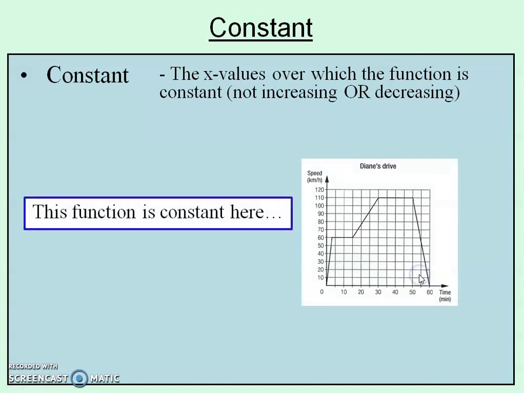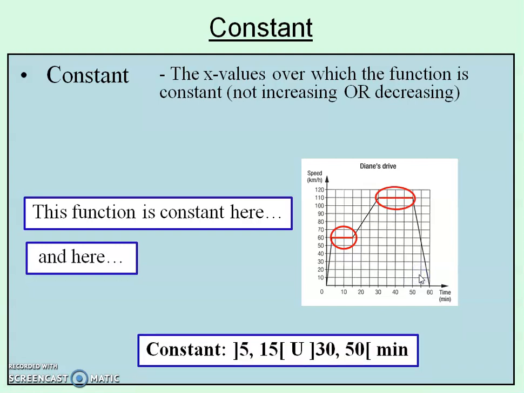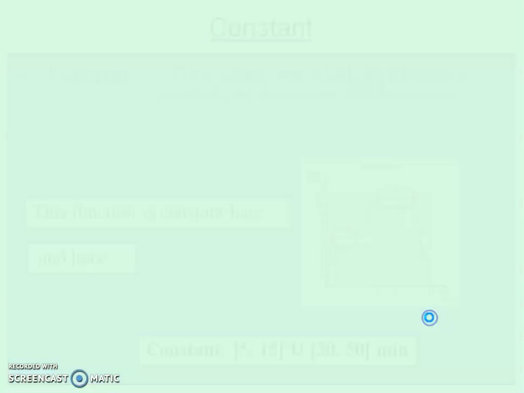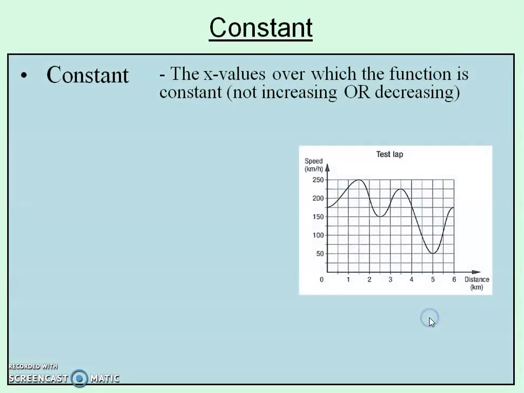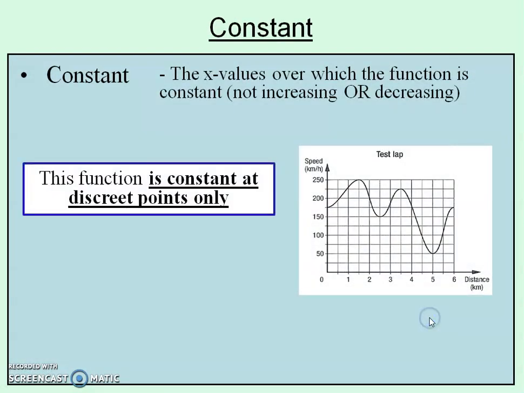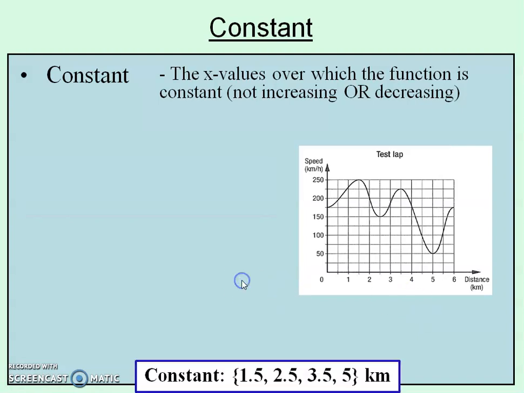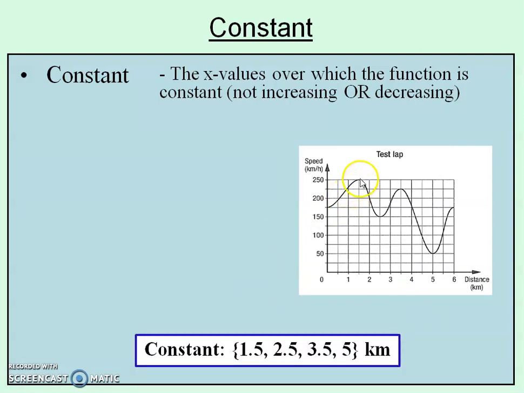Constant is just the flat bits, and constant segments will always be excluded. And in the case of a curve, you would include just the point at the very top or the very bottom of the curve. So in this case, where is this function constant? It's only at those points that change. And so there's one here, here, here, and here. Those points are all constant, and they're in squiggly brackets because it's not between those points. It's just those points themselves.